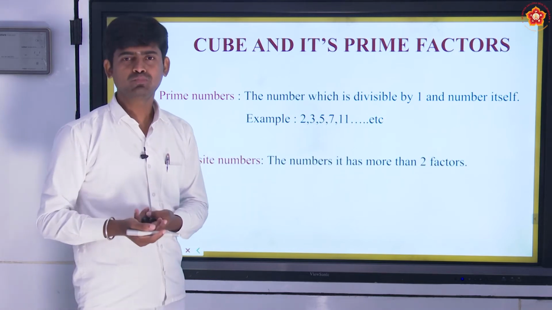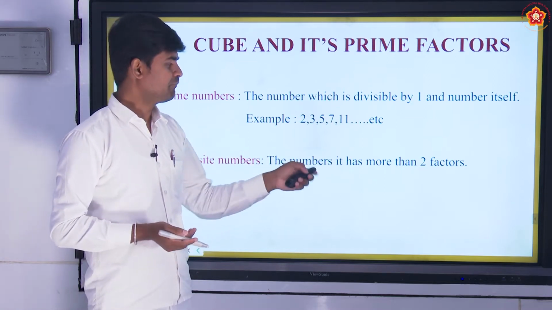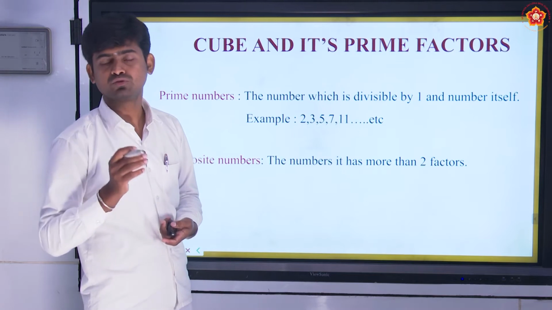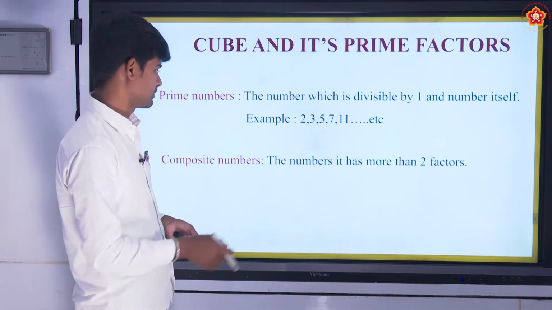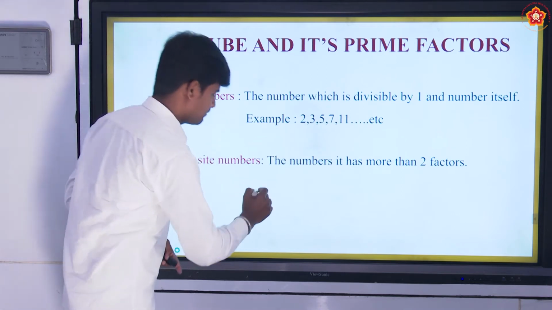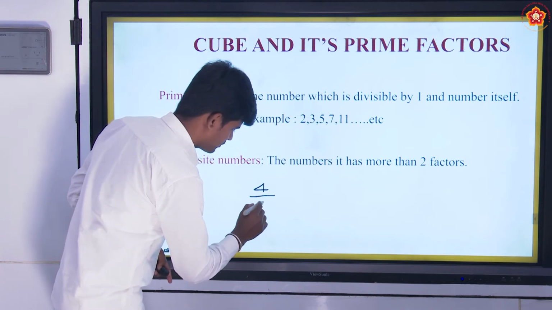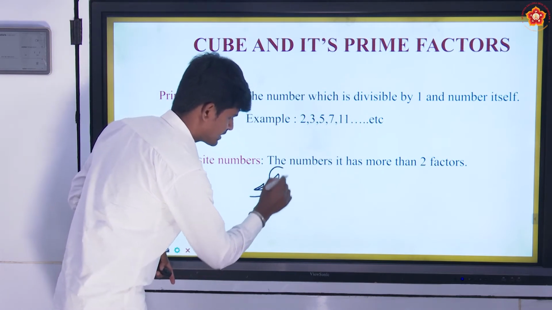Next, what do you mean by composite numbers? Let us know: they are numbers that have more than 2 factors. For example, we can take 4. It is divisible by 1, which is one factor.